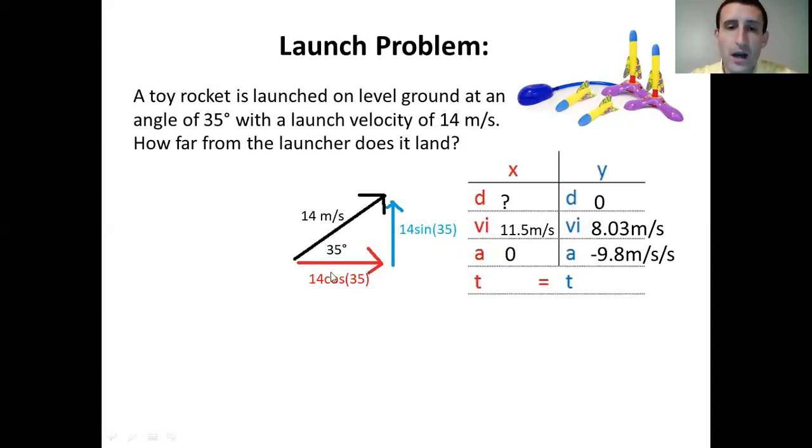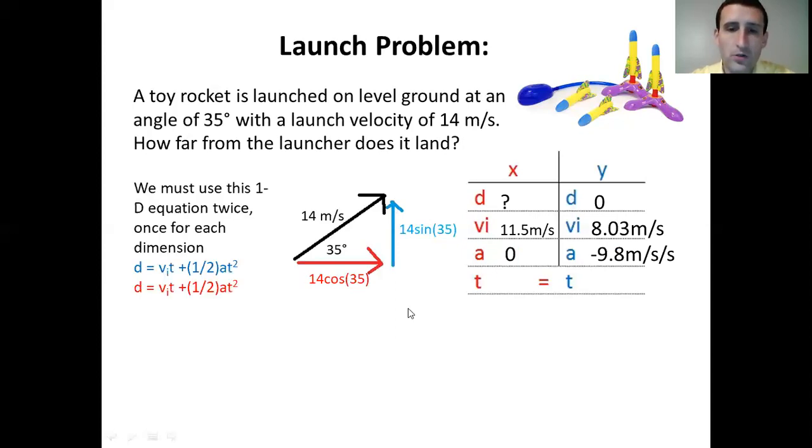So we solved these with our calculator. 14 cosine of 35 was 11.5. 14 sine of 35 was 8.03. And then, like we said, the accelerations and the distances. So again, we have all the vertical information to find the time. We're going to use that time to find the unknown on the x side.